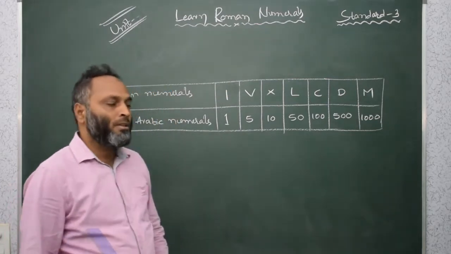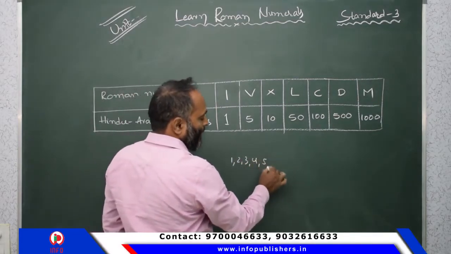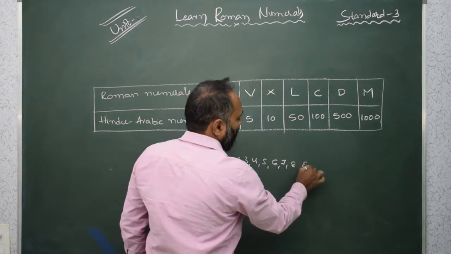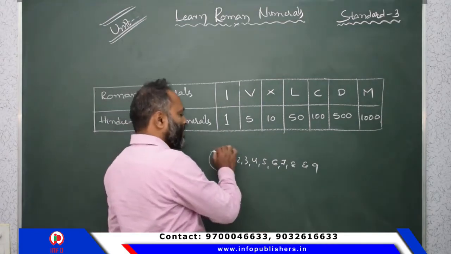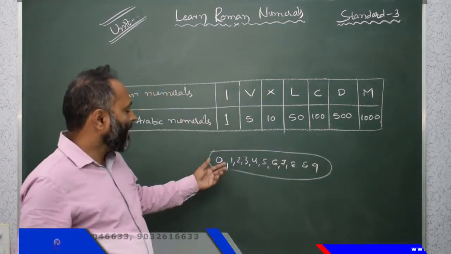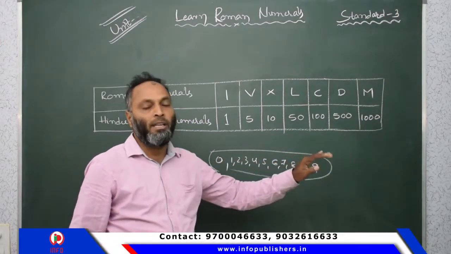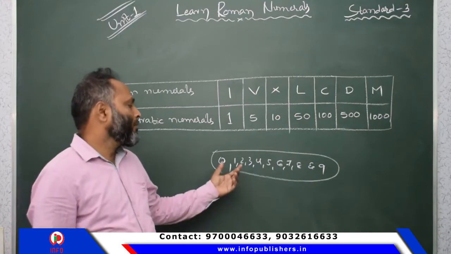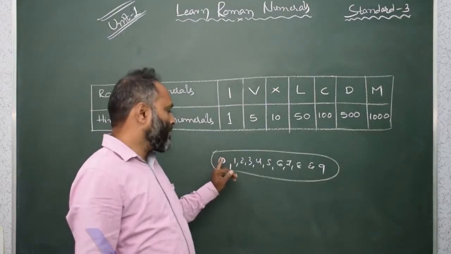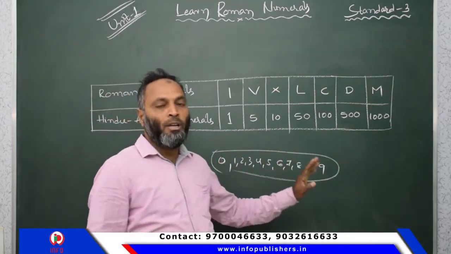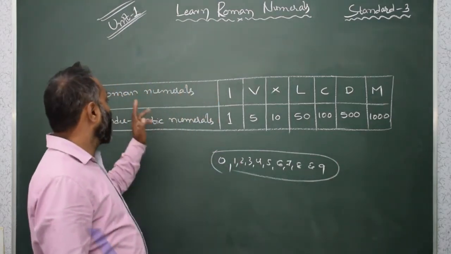What is a Roman numeral? Generally we commonly use the digits 0, 1, 2, 3, 4, 5, 6, 7, 8, 9. In most parts of the world, people use these numbers. But there is another number system, and that is Roman numerals.